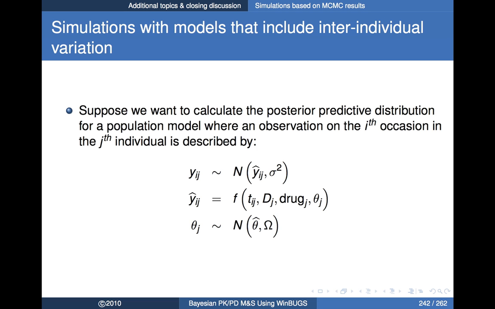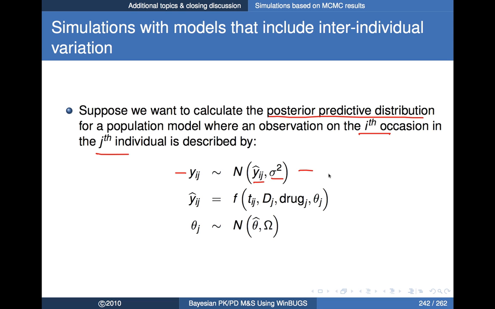In other words, suppose we want to calculate, and we'll focus on a posterior predictive distribution again at the moment, and we're going to do that for a population model of the form that we have below, which describes an observation on the ith occasion in the jth individual. So this Yij is a predicted value for our ith occasion in the jth individual, and let's for now assume that it's normal, where we've got some mean Yij hat, so that's a mean for that individual on that occasion.